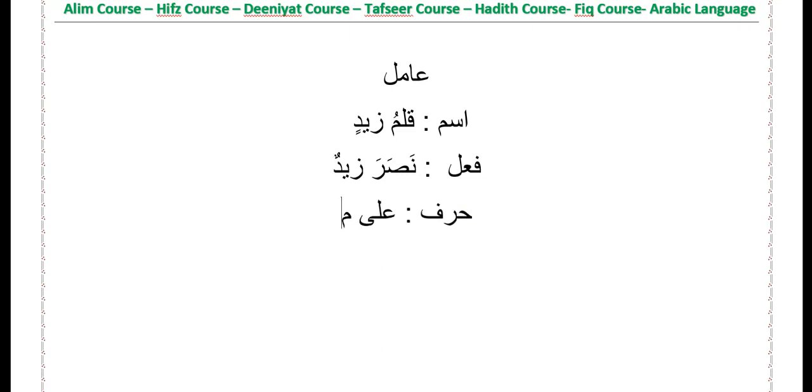Now the example of harf. When you are saying ala zaidin, why does zaidin have zair here? Because of ala harf jar. So here the ala harf jar is amil. Now these are the 3 examples showing that an amil can be ism, fail or harf as well.